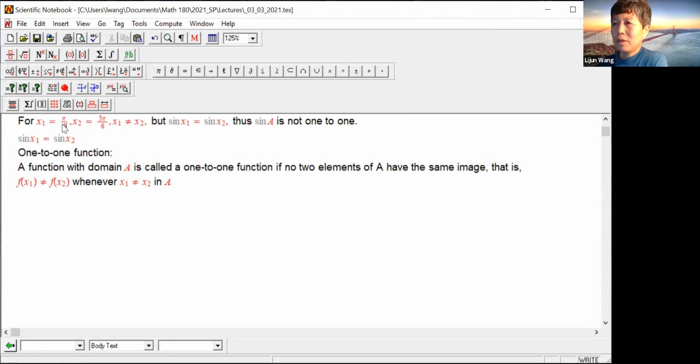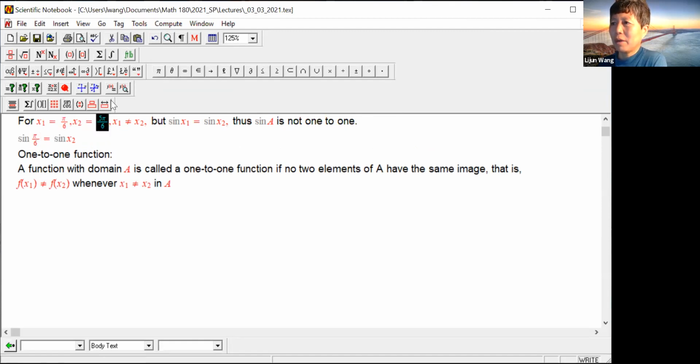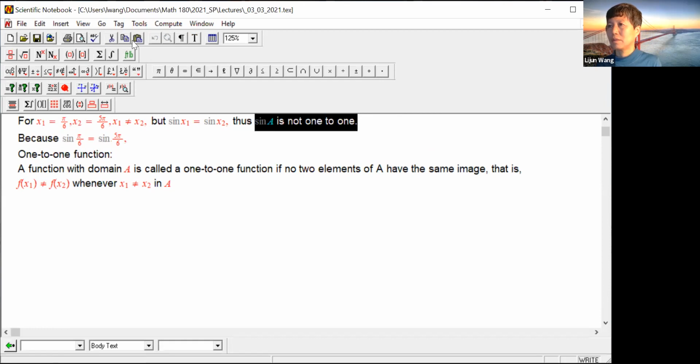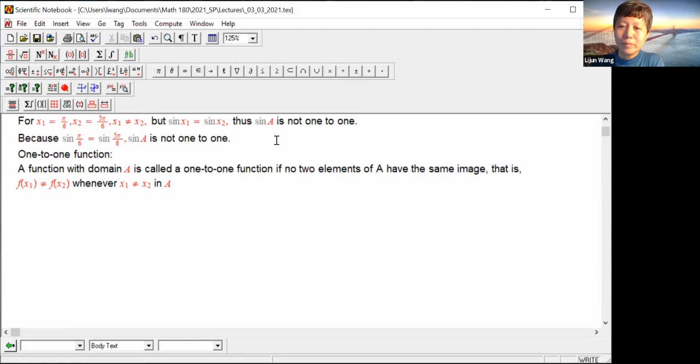Okay. I can just say sine of pi over 6 is the same as sine 5 pi over 6. Much shorter. Sometimes you don't have to make it so long, right? You can say because sine function is not 1 to 1. You follow me?